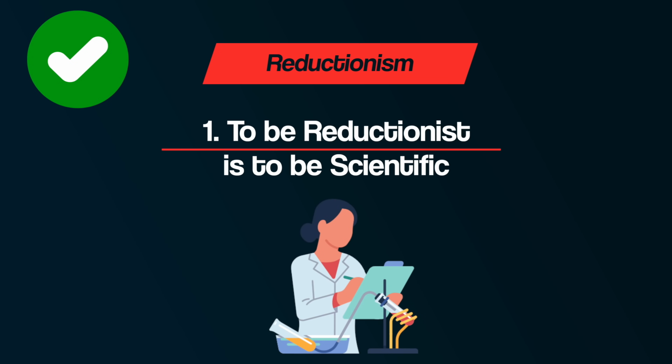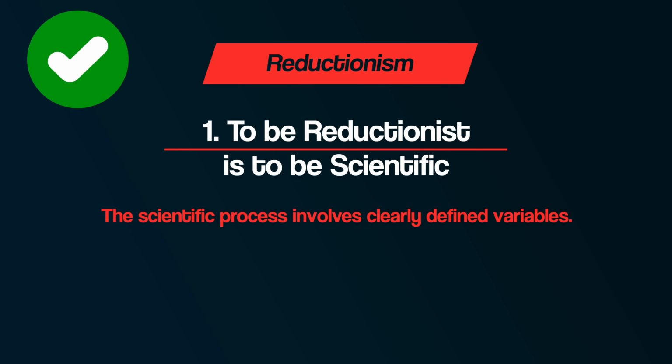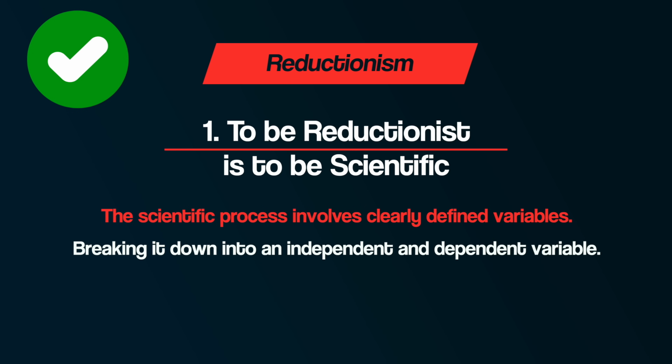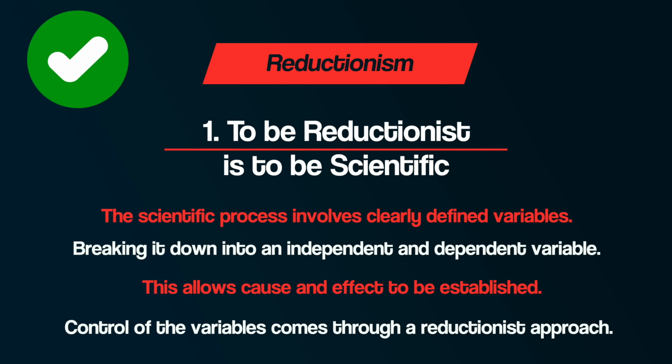Firstly, to be reductionist is to be scientific. This is because the scientific process involves clearly defined variables. In other words, breaking complex behaviour down to a single component. This reductionist approach allows for cause and effect to be established, and you can only establish cause and effect if you have control of the variables, which you only achieve through being reductionist.